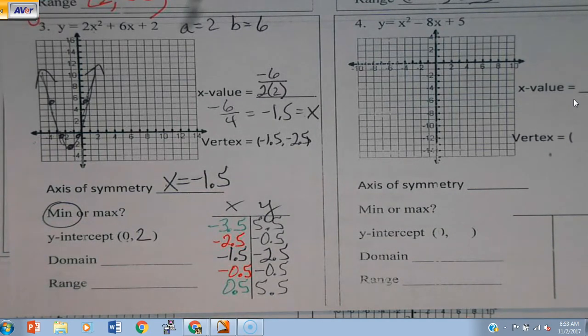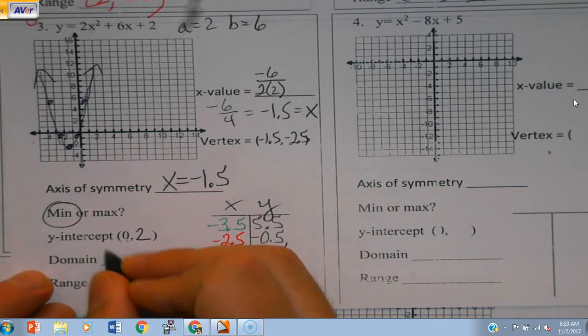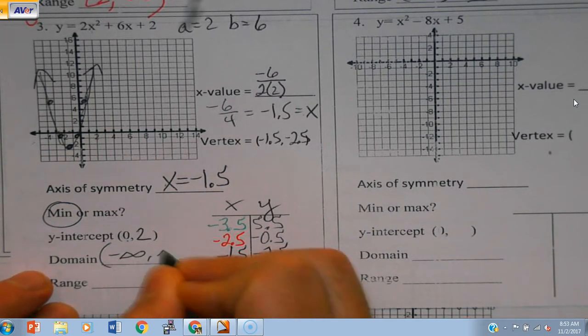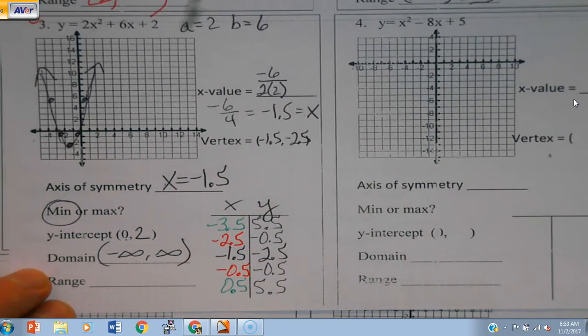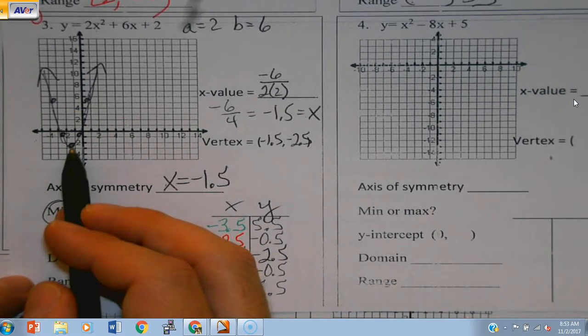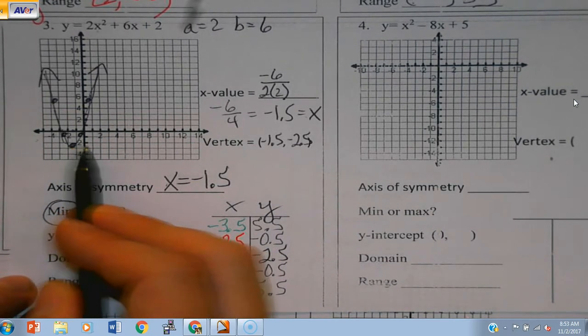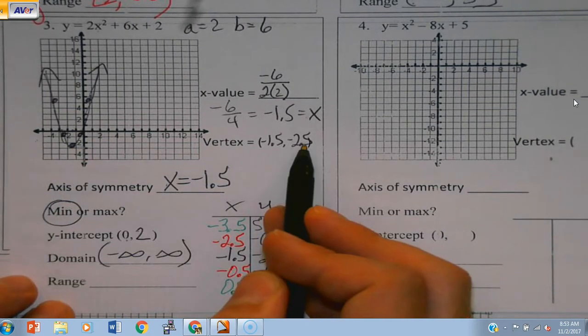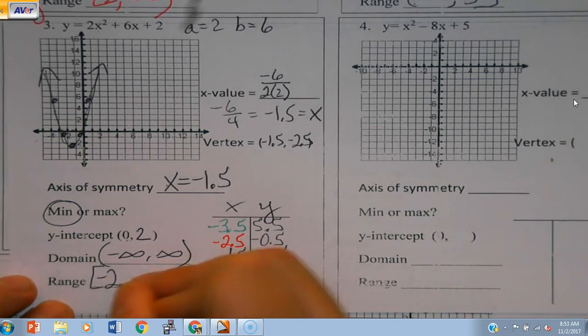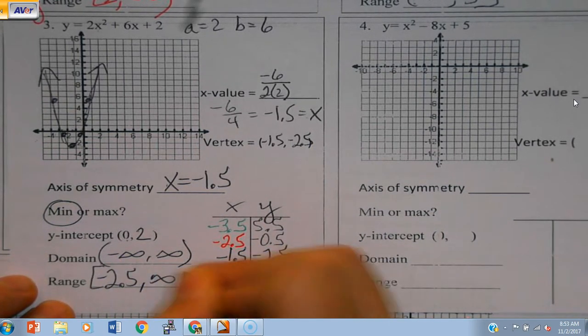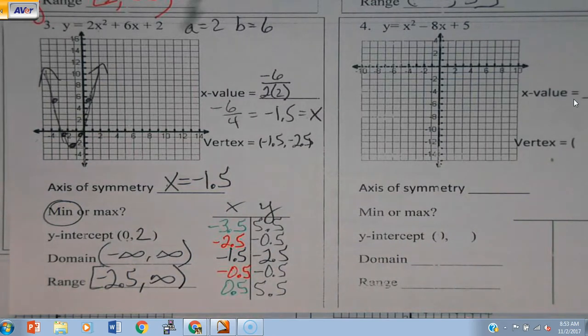So I have that. The domain, has that changed? Nope. Still going to be the same all the way through. My range, same idea as before. I can either look at my graph and go, ooh, that's at negative 2.5, or I can look at my vertex value, and it goes up forever. I'm good. So nothing too bad there either.